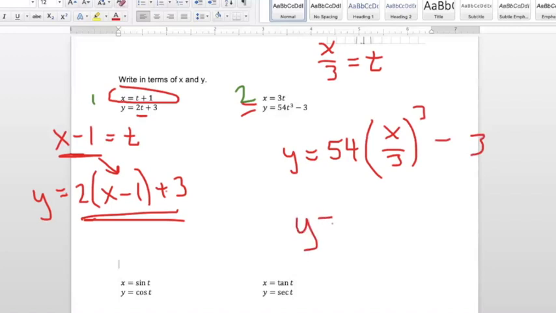What I've written, 54 times the quantity x over 3 to the third minus 3, is correct. I would think you'd probably want to write it as 2x to the third minus 3, especially if you were planning to use that equation later for further analysis of something, or if you were just looking for an answer to a multiple choice question. I don't think you'd see it written like this. I think it's going to show up like that.